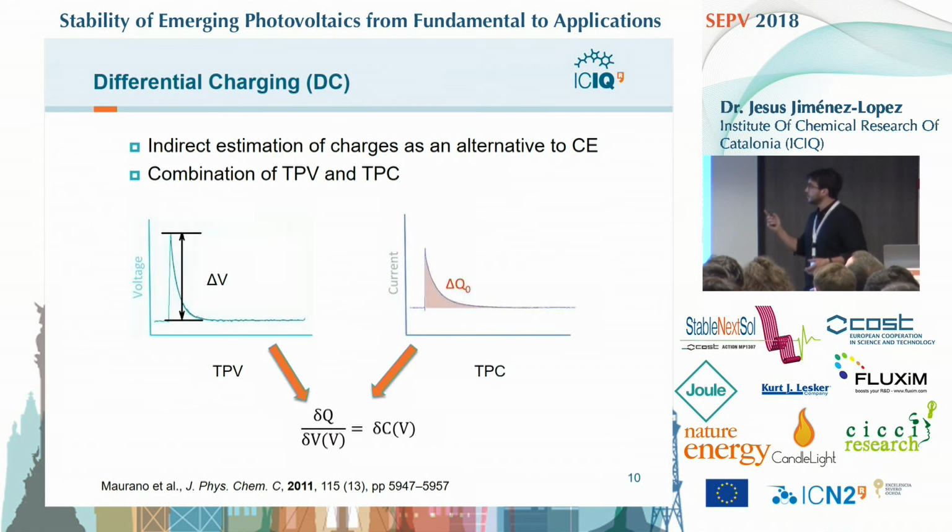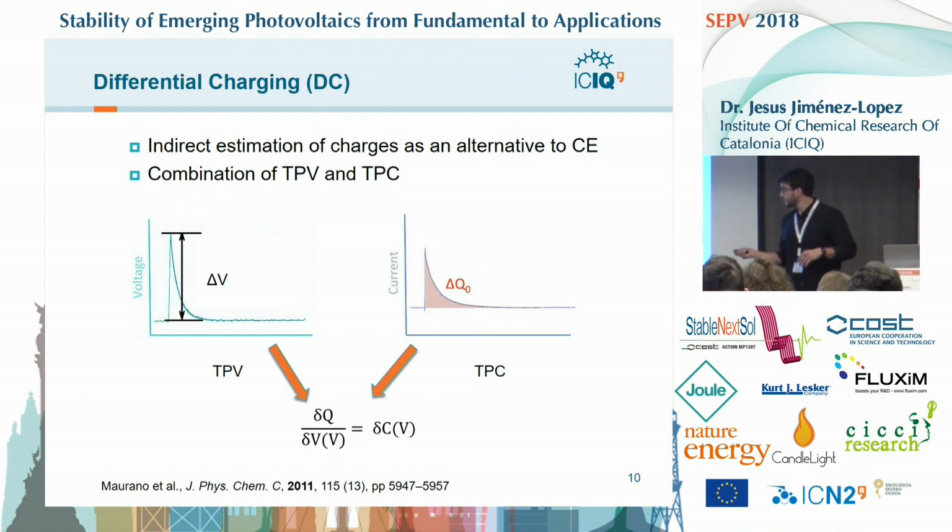So why am I using differential charging? In this case, with methylammonium lead iodide perovskite, our charge extraction is slower than the TPV, which would mean that the recombination is faster than the charge extraction. That couldn't be. So we use differential charging, an indirect estimation of charges, which is a combination of TPV and transient photocurrent. From the TPV, we took the delta V at different light intensities, and from the TPC, as it is the charge generated by the laser pulse, this will be the same under every light intensity.